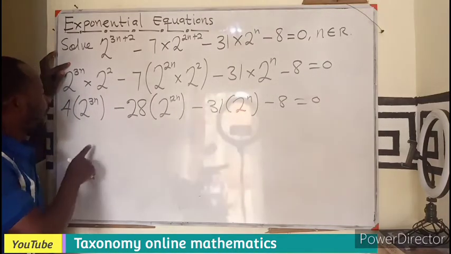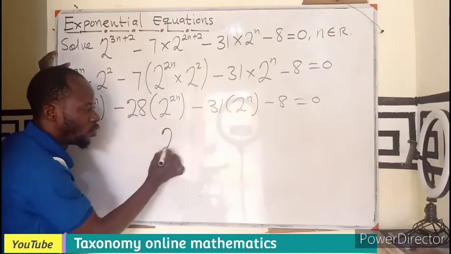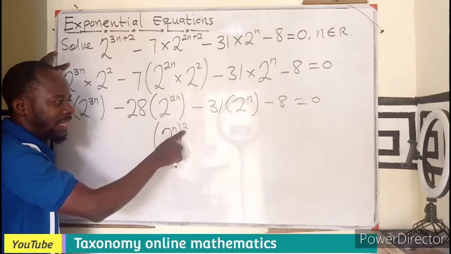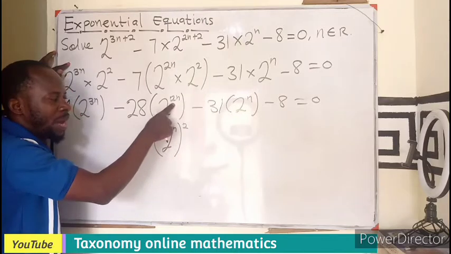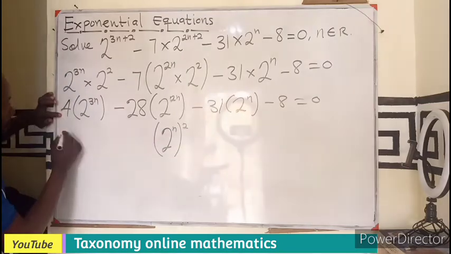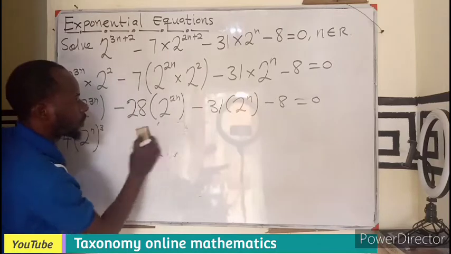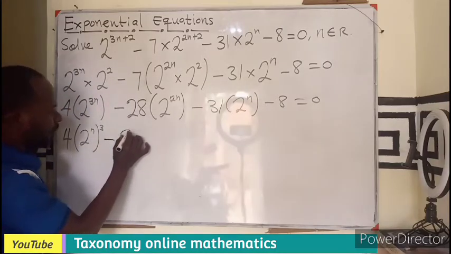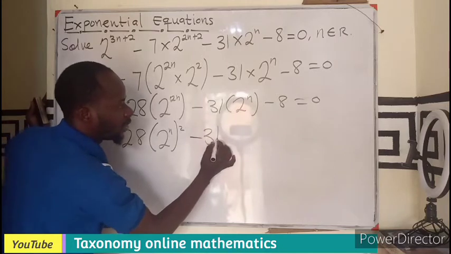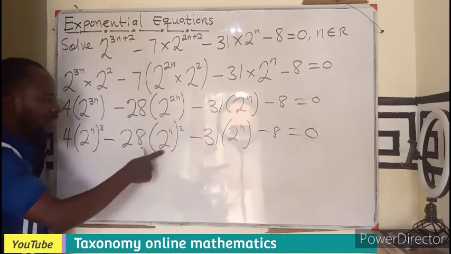So now I can see that this can also be 2^n all times 2, because this is just the property that says that if a power is raised to a power, we multiply the powers. Similarly, this can also be (2^n)^3. So this becomes 4 times (2^n)^3, then minus 28 times (2^n)^2, minus 31 times 2^n, minus 8 equals 0. So you can see that this is repeating itself.